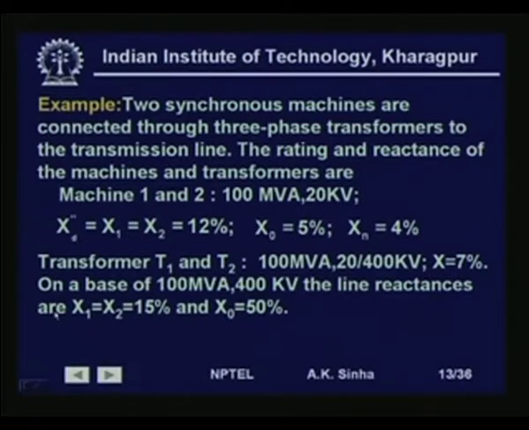The line reactances X1, X2 are equal to 15%, and X0 is equal to 50% on 100 MVA, 400 kV base. Since the transformer is 20 kV to 400 kV, these are also on the same base, so we don't need to convert them to a different base. If the values are given at different bases, we need to convert them to the same base.